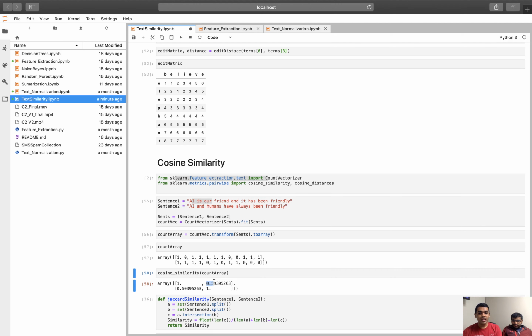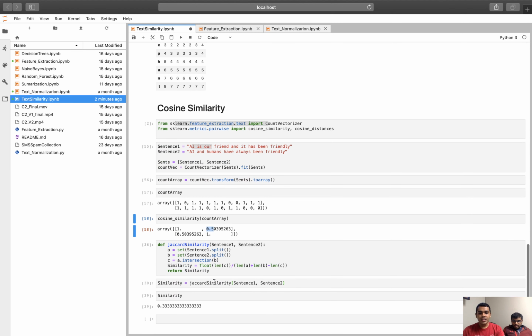So cosine distance is 1 minus the cosine similarity, which is around 0.49. That again suggests that the angle, the distance between the two vectors, is not far apart. It's just halfway through. So Jaccard similarity for the same two sentences.